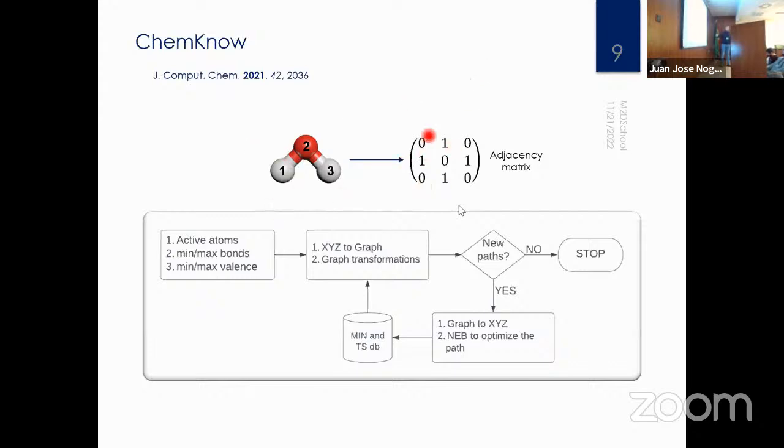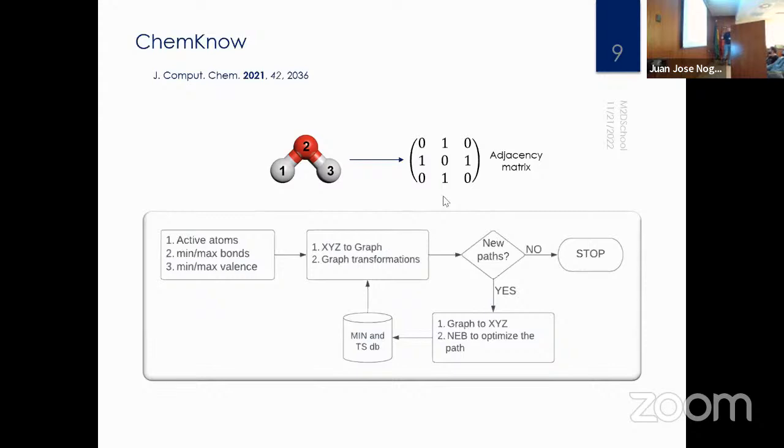So it's made up of zeros and ones. You have a one whenever there is a bond between a pair of elements. First of all, this is a square symmetric matrix. And you can see that there is a one there because there is a bond between atoms 1 and 2. There is also another one here between 2 and 3. So this is a convenient way to represent a graph or a molecule, if you like.